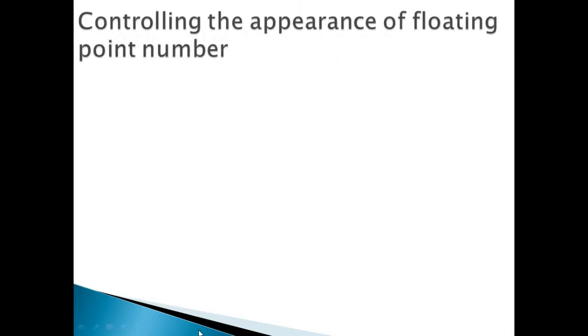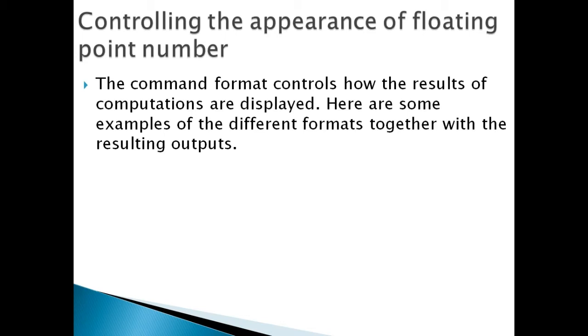Now let's move to the next topic, that is controlling the appearance of floating point numbers. You can control how many digits after the decimal will be shown for a floating number. For that the command is format short. Now if your result is x equals minus 163.667, it is a default behavior of MATLAB that it will show 4 digits after the decimal, and a maximum of 15 digits after the decimal can be stored in MATLAB, as MATLAB supports only the double value.